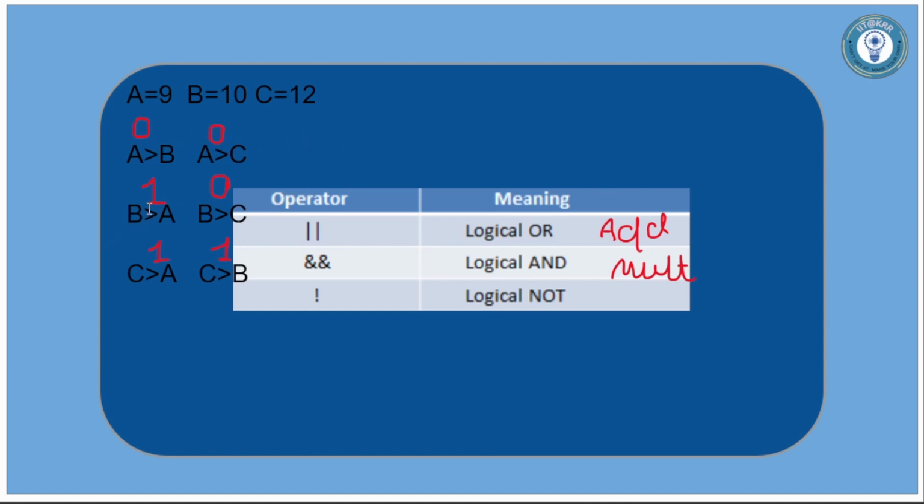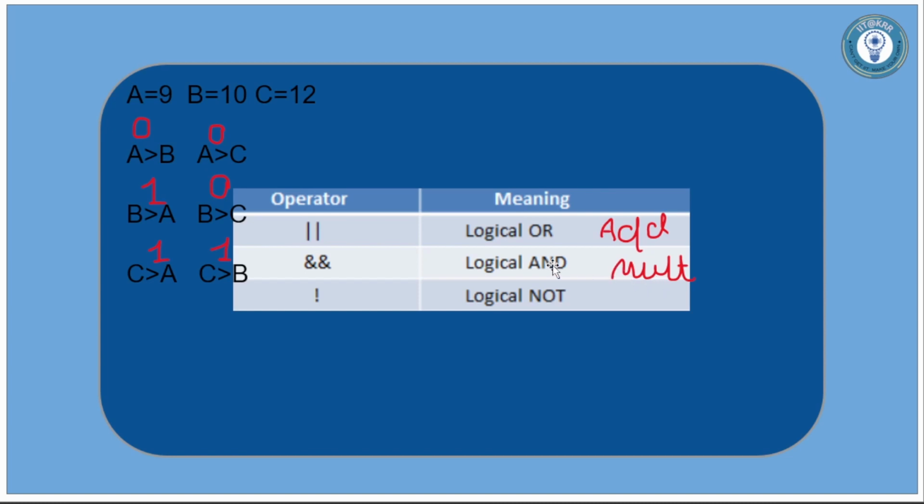In the second case, we have b greater than a, which is true, and b greater than c, which is true. The or operator wants any one of the conditions to be true, so it will return true. 1 plus 0 is equal to 1, which is true. In the third equation, both the conditions are true. So 1 plus 1 is equal to true, so it will return true.